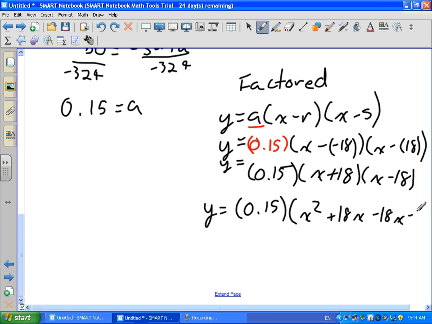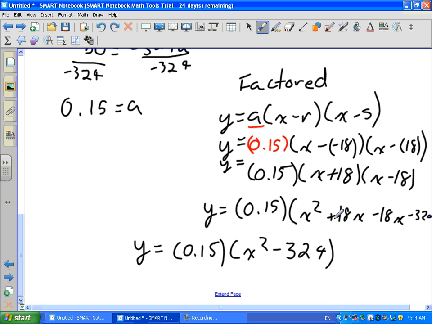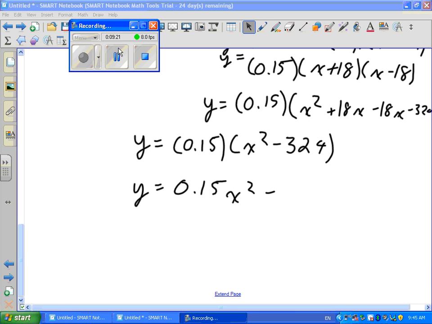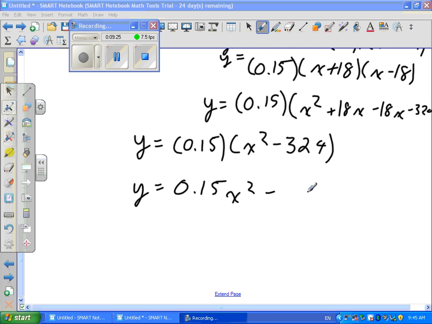Minus, what number we have? 324. I'm running out of the screen. I'm going to move this over a little, okay, guys? Y equals x squared minus 324. These two 18s cancel each other out. Y is equal to 0.15 x squared subtracted by, who can help me out? 48.6, that's what you got?